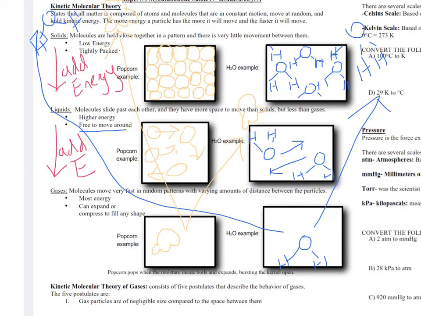So in a gas, my molecules move very fast in random patterns with varying amounts of distance between the particles. They have the most energy. They can expand or compress to fill any shape. So in this case, the shape was the classroom. If I opened the doors to my classroom, the shape would be the entire school. If you open the door to the outside, the shape now becomes the world.